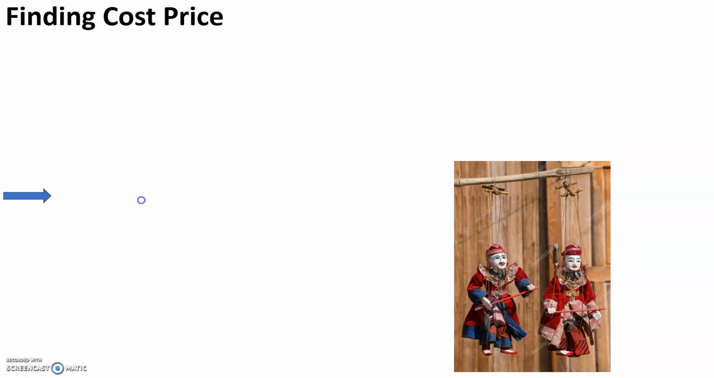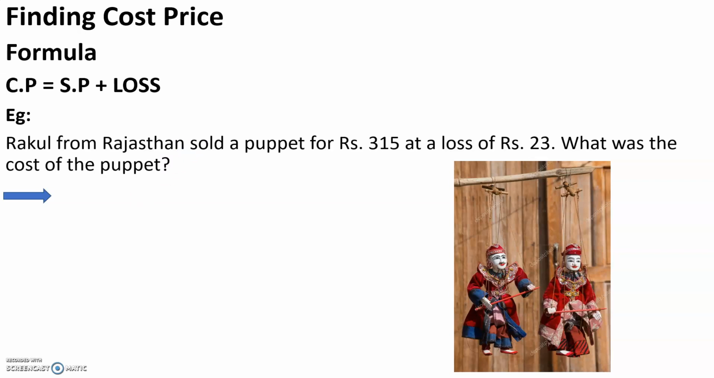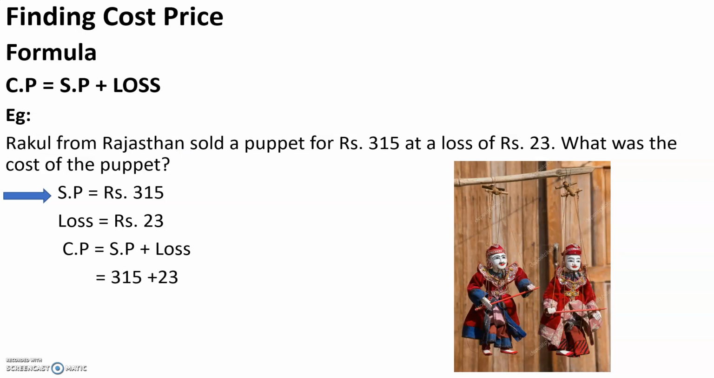Finding cost price. Formula. CP is equal to SP plus loss. Let's see an example. Rakul from Rajasthan sold a puppet for rupees 315 at a loss of rupees 23. What was the cost of the puppet? Let's see the solution. SP is equal to rupees 315. Loss is equal to rupees 23. So CP is equal to SP plus loss. 315 plus 23 gives you rupees 338. So this is the cost price of the puppet.